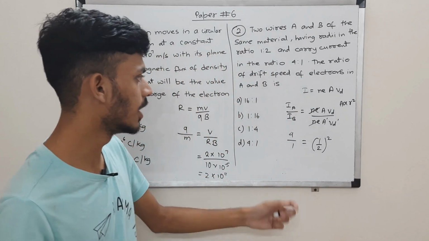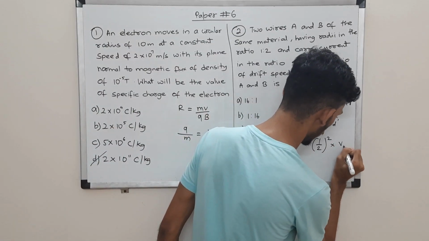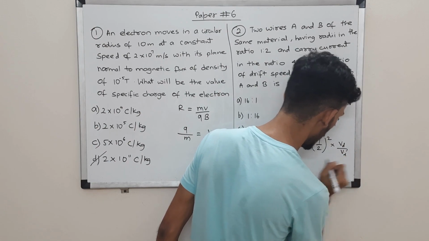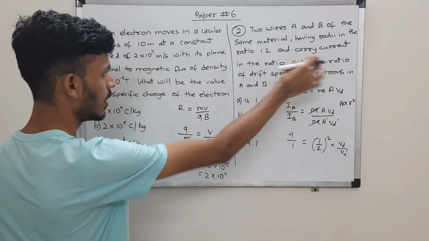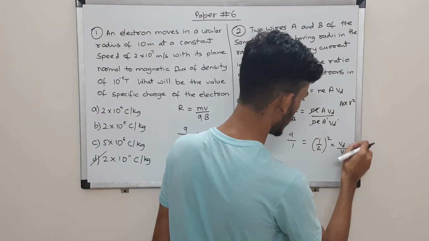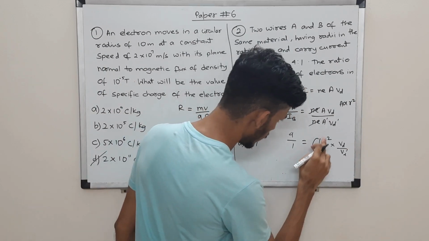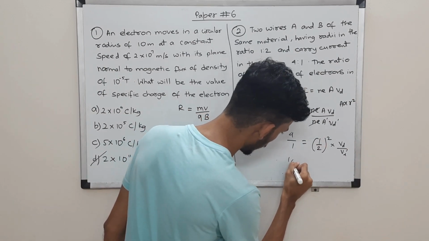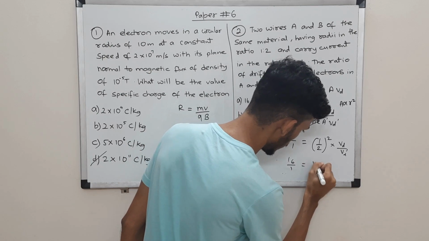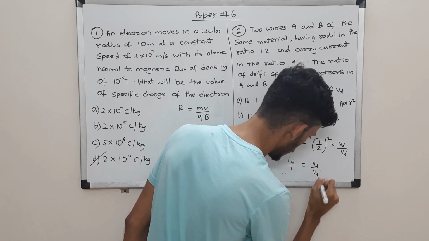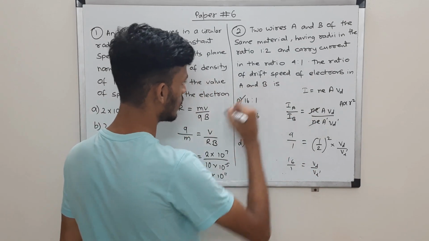Finally, Vd, the ratio of which we are supposed to find, Vd by Vd dash. This is what we are supposed to find, the ratio of drift speed. This is in A, this is in B. So this will be 4, go to the other side, that will be 16 by 1, right? So this is Vd by Vd dash, which is nothing but 16:1, option A.